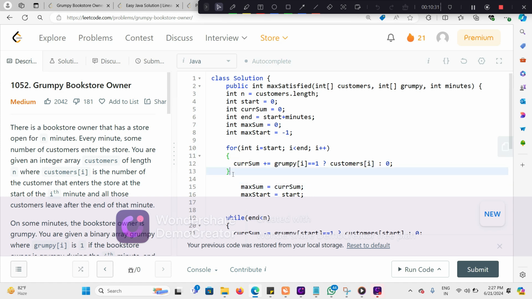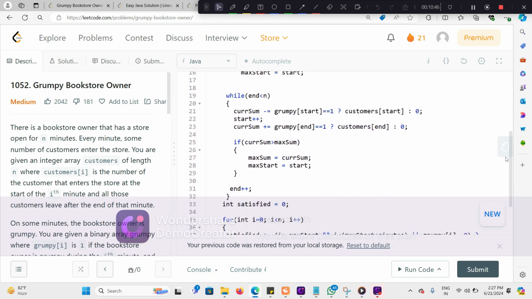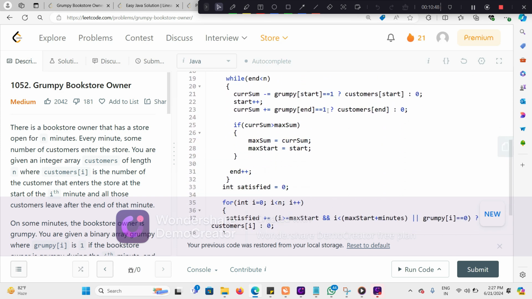After that I got the sum of the first window. Now max sum equals cur sum, whatever I got in the first window, and our max start would be start. This is our first window which we got. Now we have to proceed further. To include the further windows, we have to remove the very first element, right? So grumpy start we have to remove from the sum.